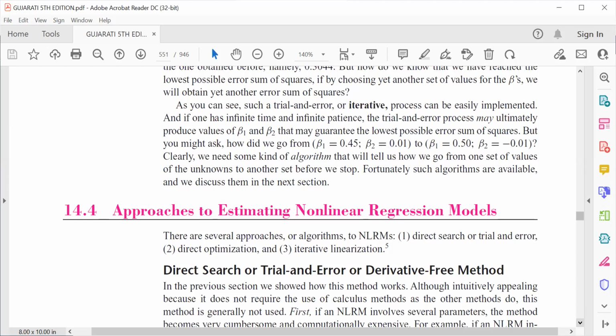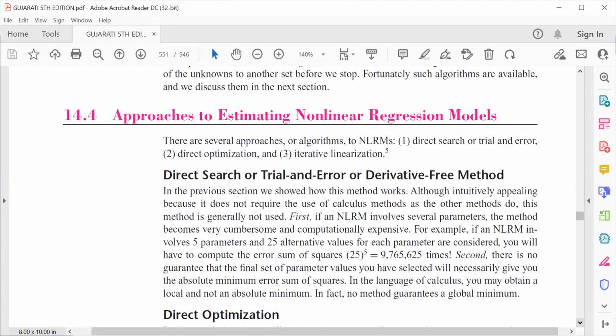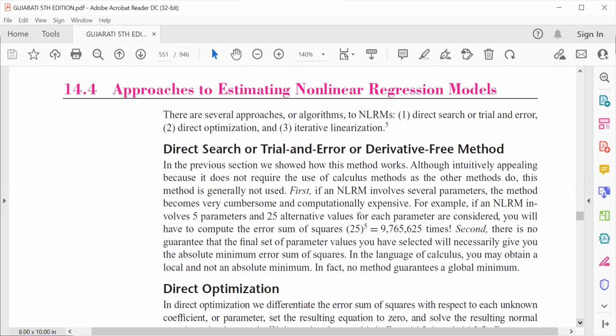There are several approaches to nonlinear regression models: direct search or trial and error, which is time consuming, direct optimization, and iterative linearization. Iterative linearization is where we also have to recalculate several times. In the previous sessions, we showed how the direct search method works. Although it is intuitively appealing because it does not require calculus, as in the linear regression model, this method is generally not used.